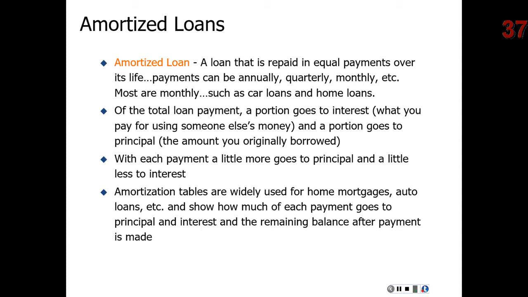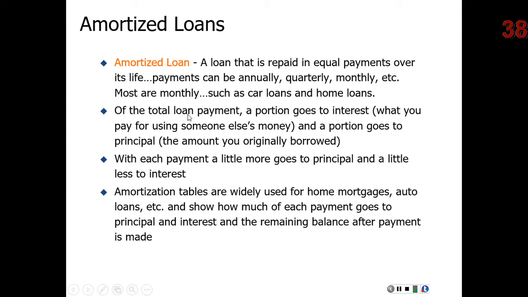Now, let's talk about this for just a minute. Definition first, an amortized loan. This is a loan that's going to be repaid in equal payments over its life, typically monthly, although it doesn't have to be. It could be one payment per year, one payment per month, one payment per week, whatever. But normally, most payments are made monthly.